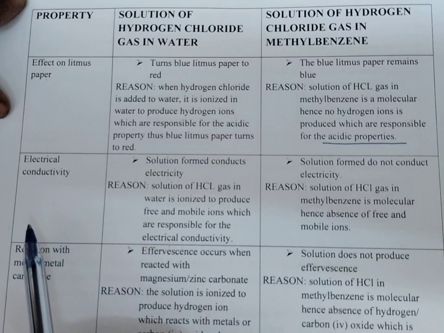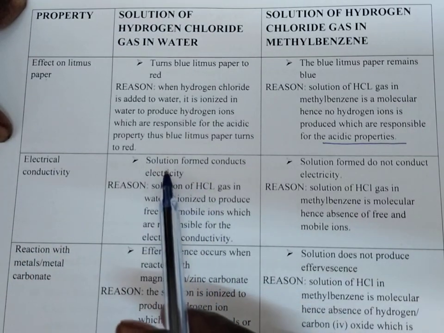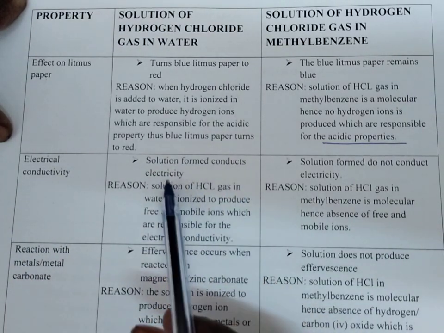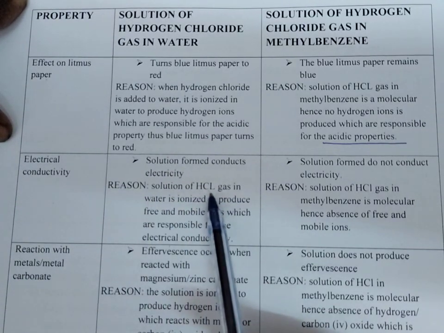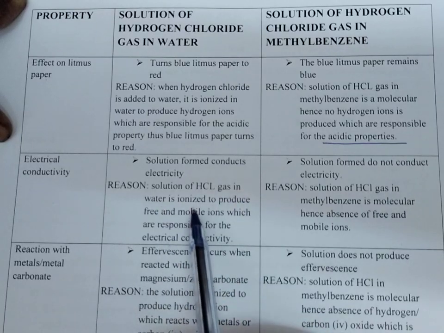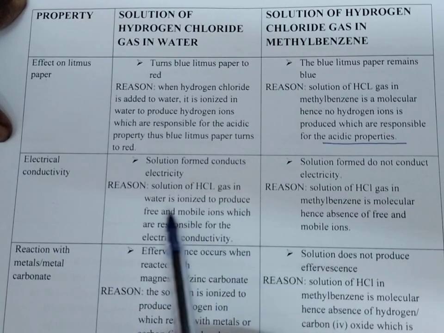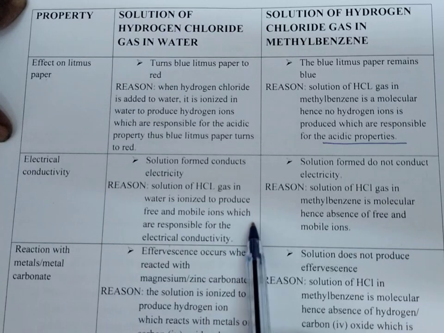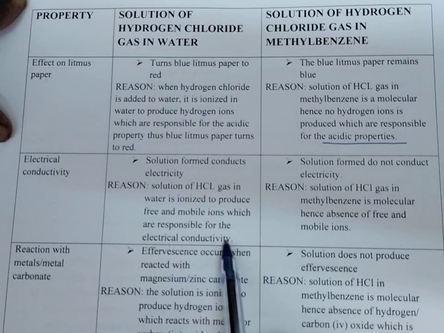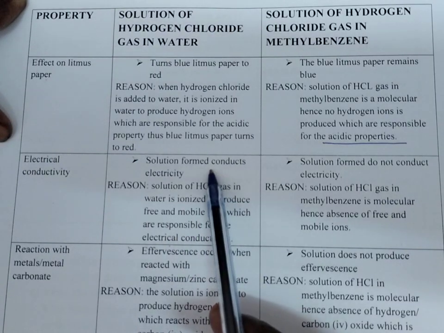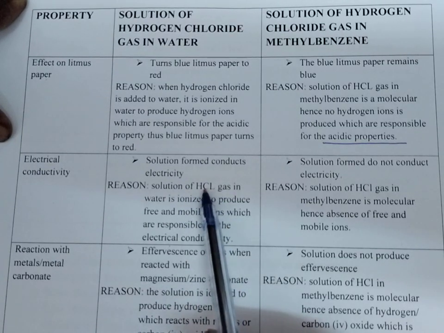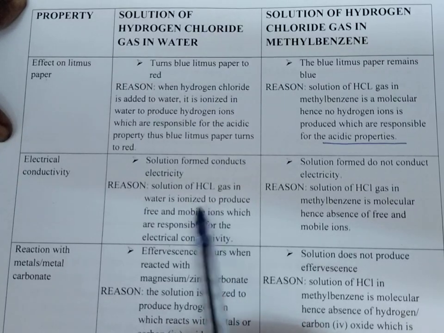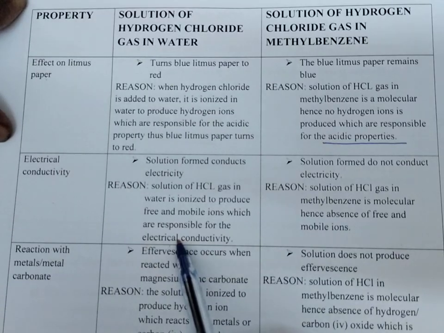Second, we have electrical conductivity. The solution formed conducts electricity. What is the reason? The solution of hydrogen chloride gas in water is ionized to produce free and mobile ions, which are responsible for the electrical conductivity, meaning this solution here is conducting electricity. The free and mobile ions are the ones which are responsible for the electrical conductivity.